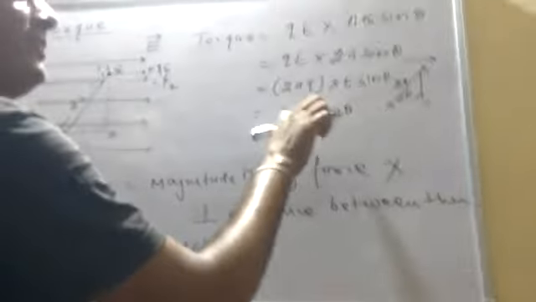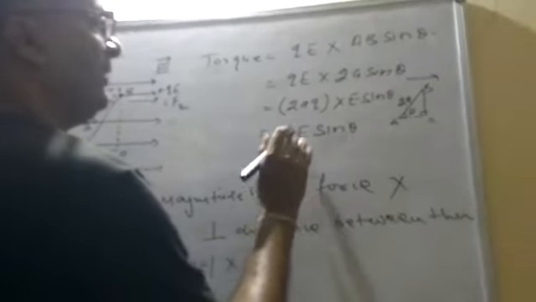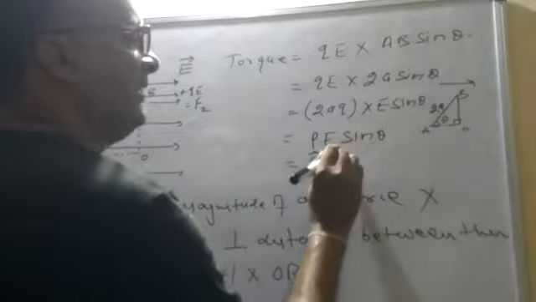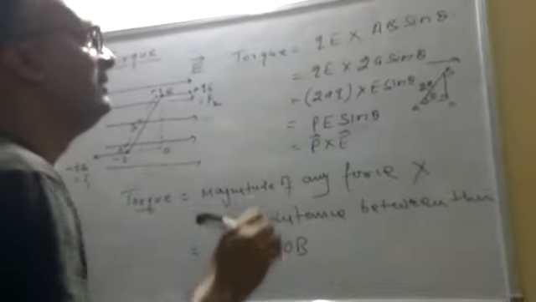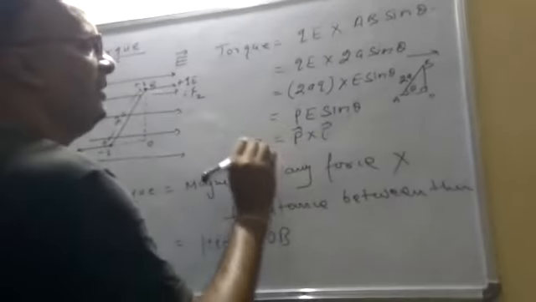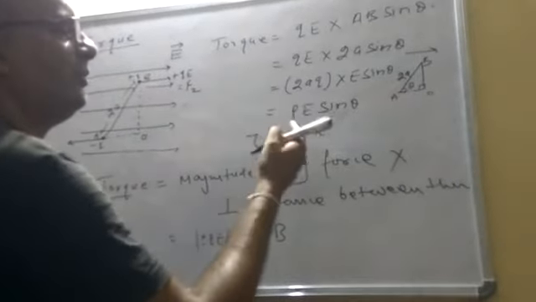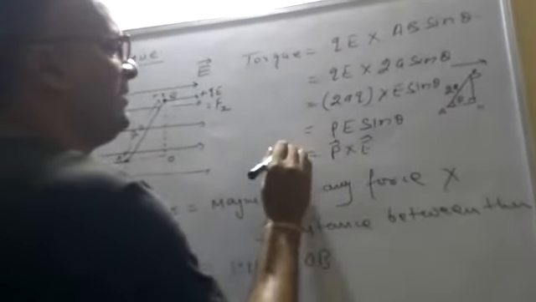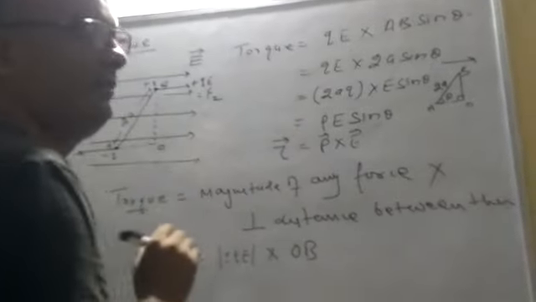Because it is sin theta, it is a product of two vector quantities. P is a vector quantity and E is also a vector quantity. So it will be vector P cross E. This is a cross product because of the sin theta here. You studied about it in your class 11. So this is your torque, and this is the final formula for the torque.